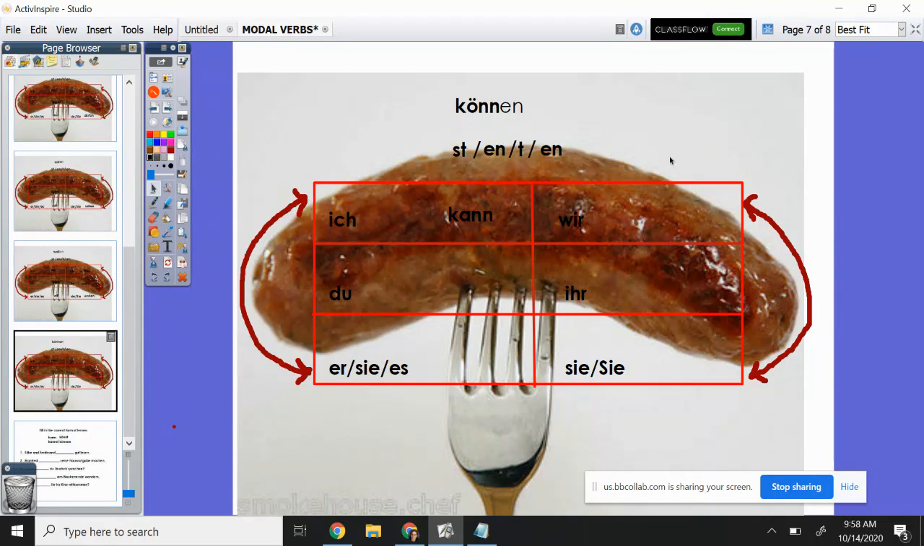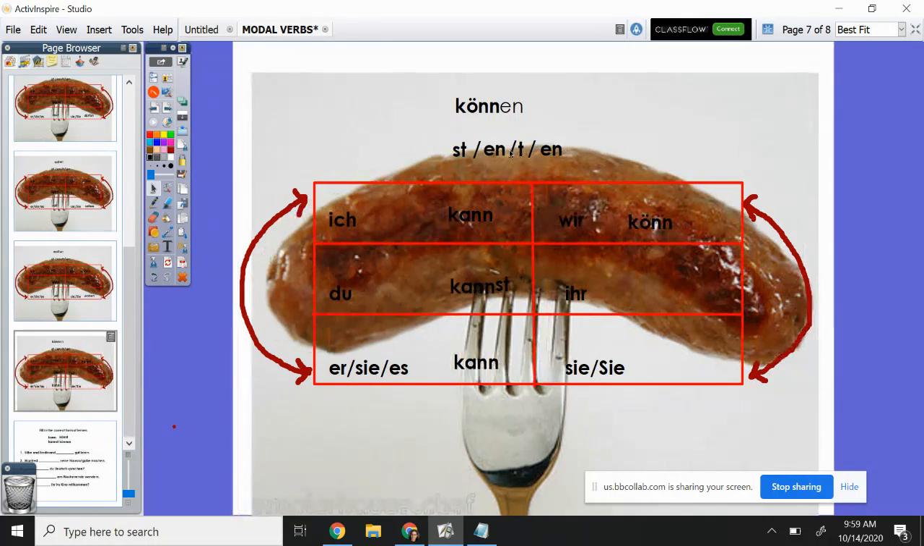And then the last verb that we have here, können, can, or to be able to. We have the ich form here, ich kann, the infinitive form up above, können. We are going to take the same form for the er, sie, es kann. And for the du form, it's going to be du kannst. And then for the wir form, it will be wir können.